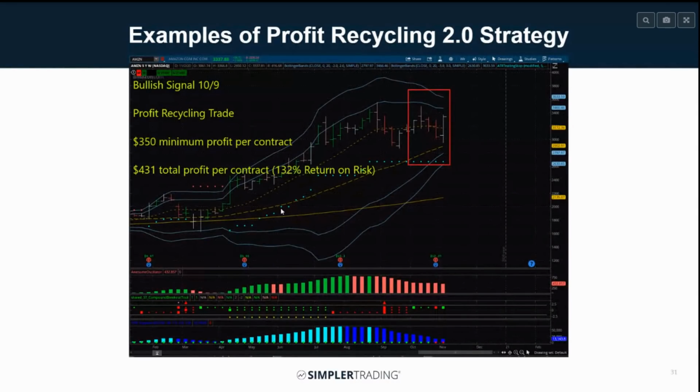There was a bullish signal on the 9th. I took a profit recycling trade. This is off Amazon, technically from the weekly chart, but I still profit recycled the trade. I was able to lock in a 350 minimum profit per contract, which was a 431 total profit per contract once the trade was closed. So once again, the minimum worst case scenario on this trade was $350. With the bonus trade, I was able to lock in an additional $81 to create a total profit of $431, which was that 132% return on the initial risk that I had out there.